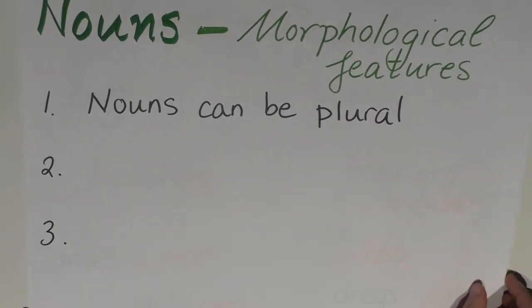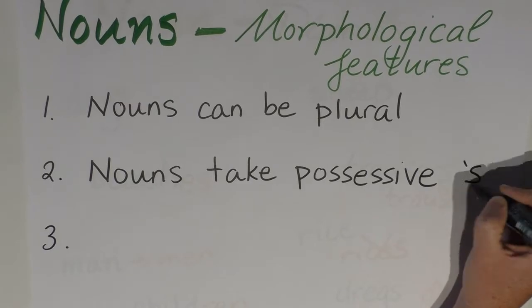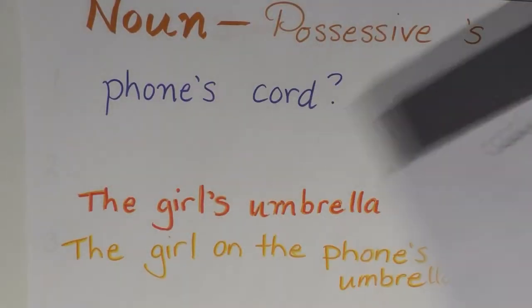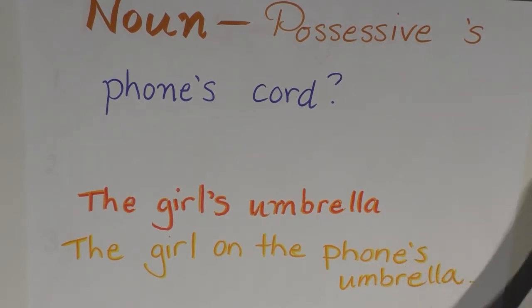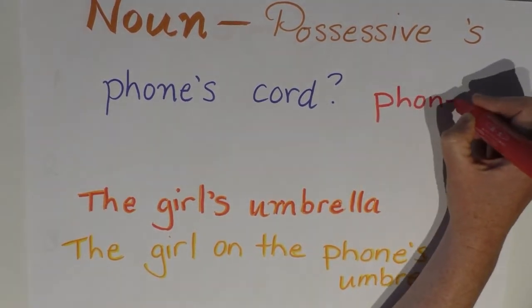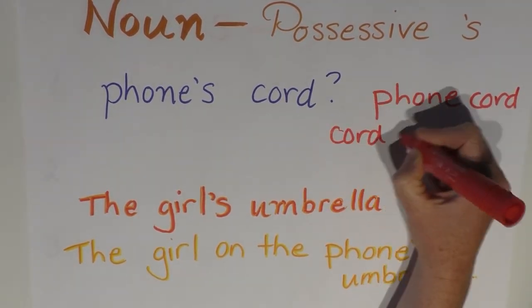Our second morphological feature is that it takes possessive S. So let's look at that a little bit more deeply as well, because apostrophe S or possessive S can be a little complicated as well. We tend not to use S on common nouns, and we'll learn what they are in the next video. So instead of saying the phone's cord is dangling, we tend to say the phone cord is dangling, or even the cord of the phone is dangling as well.